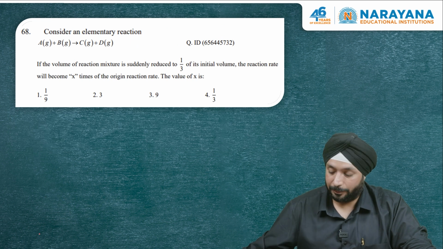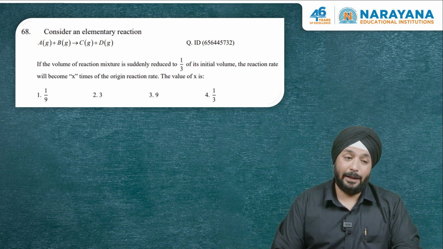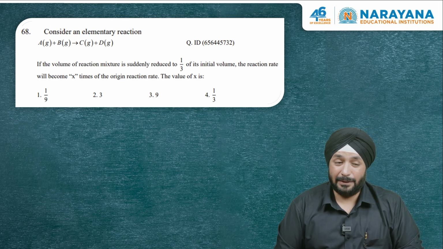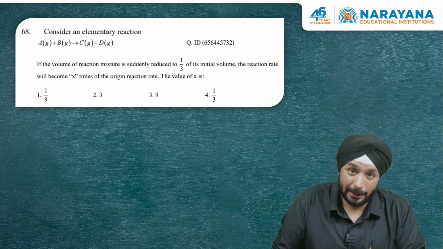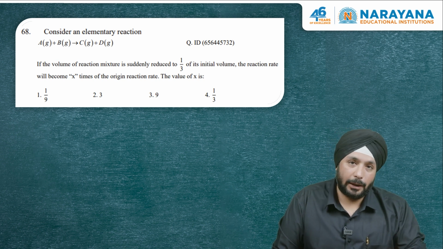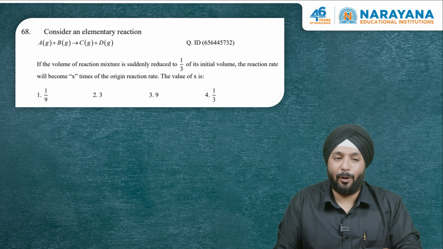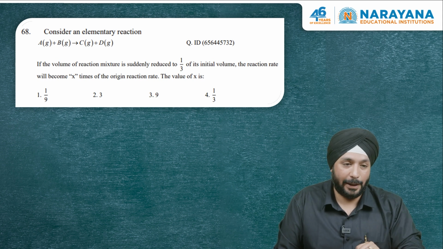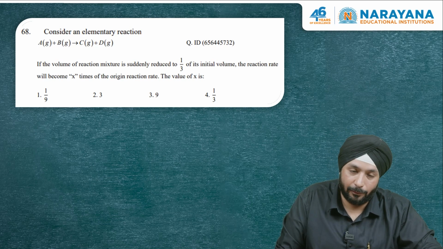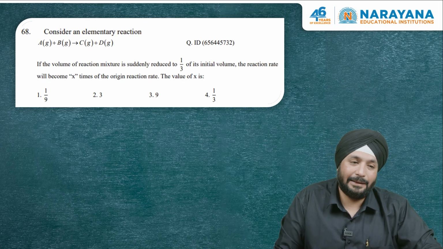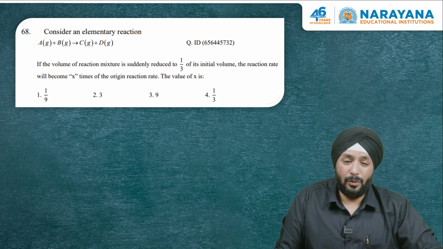Question number 68. Consider an elementary reaction A plus B gives C and D. For an elementary reaction, which is a single step reaction, order is equal to molecularity, right? So A plus B gives C and D. If it is a bimolecular reaction, the order will be 2, correct? If the volume of the reaction mixture is suddenly reduced to 1 by 3 of its initial volume, the reaction rate will become x times the original reaction rate. So what is the value of x?